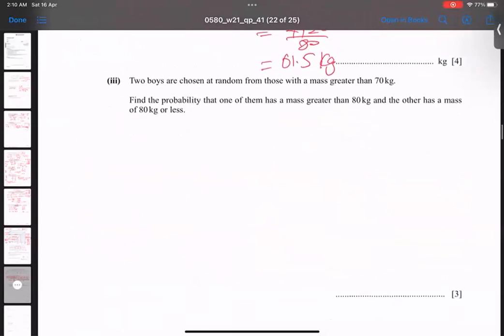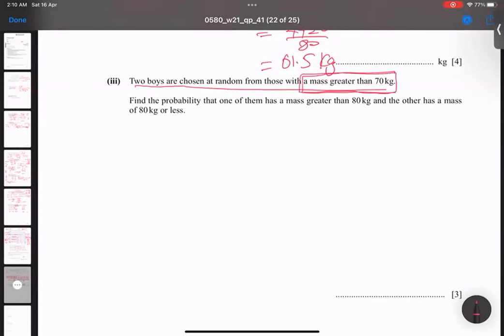Next question, he's asking about the probability and what is the technique to get a probability. Read the statement first. 2 students are chosen at random from those whose mass is greater than 70. How many students have mass greater than 70? I want to check it. Okay, let's see. It means how many students they have taken.